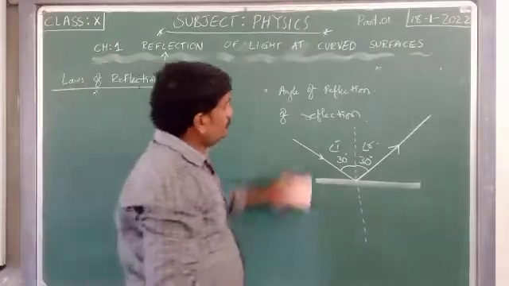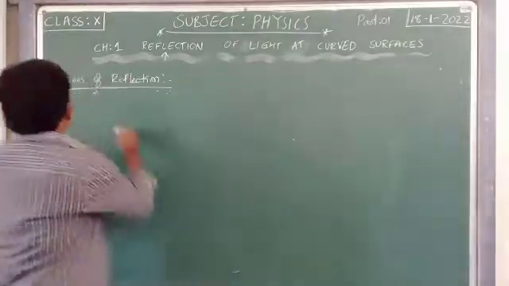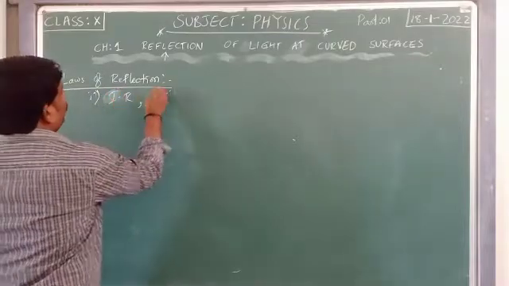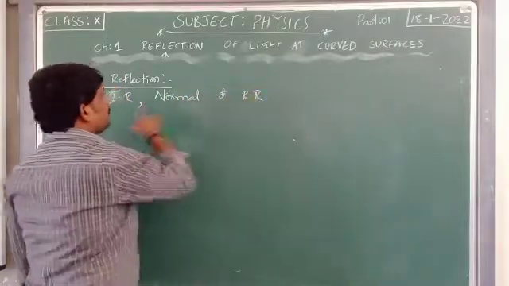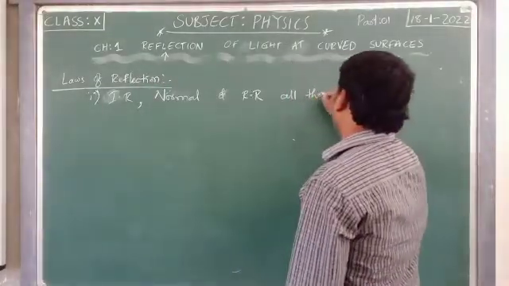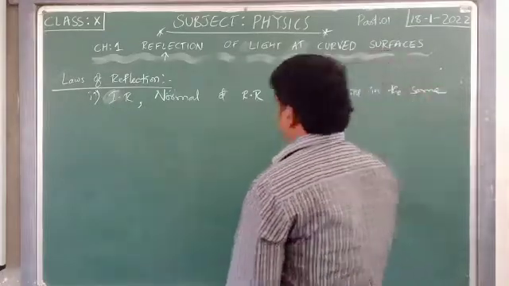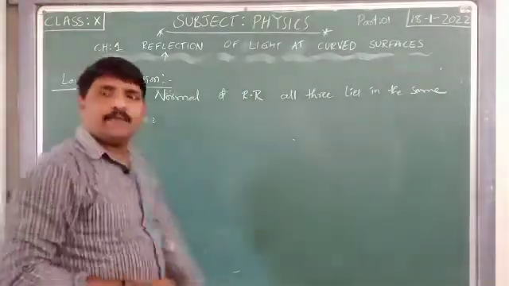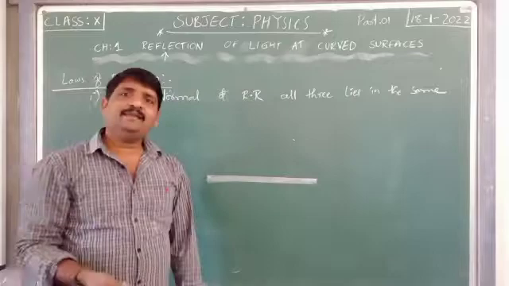So next, after the first law of reflection, the second one is: incident ray, normal and reflected ray, all three lie in the same plane. So what does it mean? This is not so easy, but try to understand.